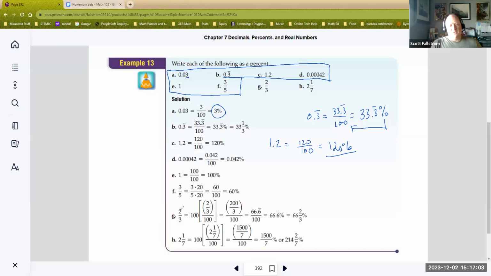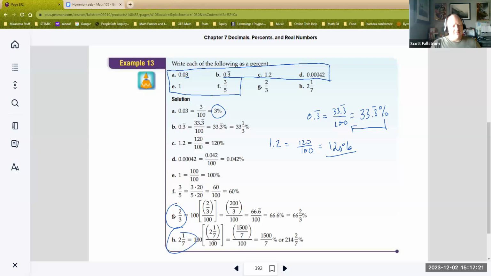When you get down to the ones where they don't terminate, or it takes a while for them to terminate, it can be a little bit more challenging. But just think of how you can convert those. So let's take a look here at the one they did here, which is 2 1/7. There's nothing wrong with that.